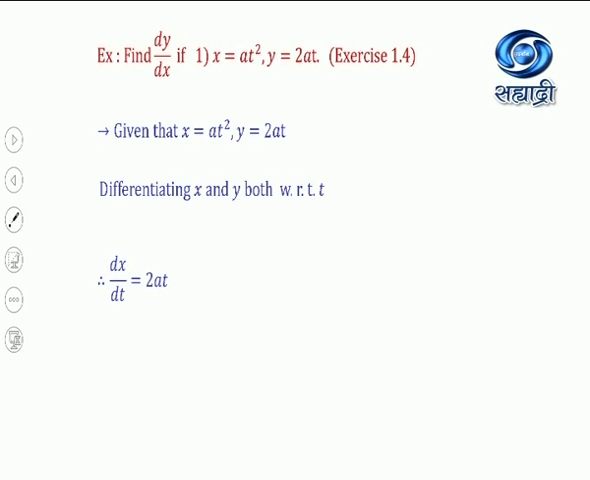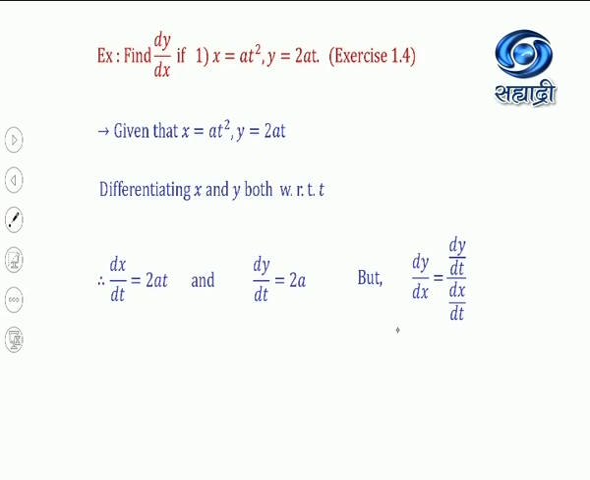What we get? dx by dt is equal to, a is constant and can be taken out, and then the derivative of t square is twice t. So finally we write twice at. And dy by dt equal to twice a, since 2a is a constant and the derivative of t is 1. So 2a into 1, that is twice a.